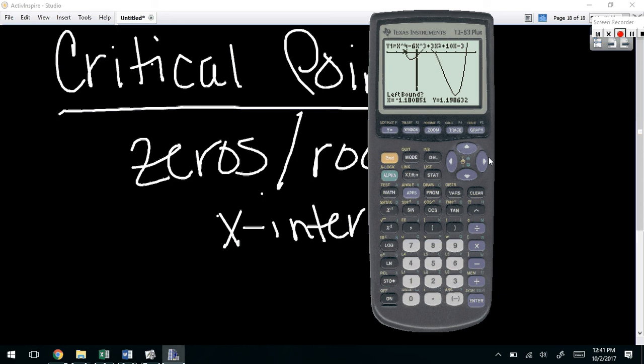All right. I always start about where I think it is, as close as I can get the spider, about right there, okay? And before I hit enter, it's telling me left bound, so I want to click it 3 times to the left. 1, 2, 3. Now I can hit enter. Now it's asking me for right bound, so I'm going to go back to that 0, and then go right 1, 2, 3 clicks. And hit enter. Do you want me to guess? Yes, I do.